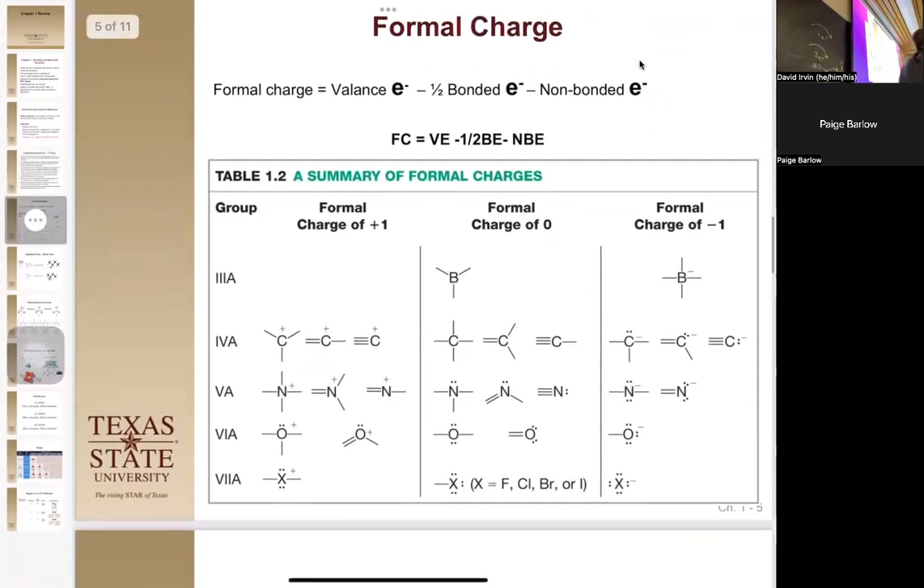Okay, and that gives us up to formal charge. Know how to calculate formal charge. Formal charge is equal to the number of valence electrons minus half the bonding electrons, because they're shared, and minus all unbonded or non-bonded electrons. Now that gives us some interesting concepts, because we can have things that are positively charged, things that are not charged, and things that are negatively charged.